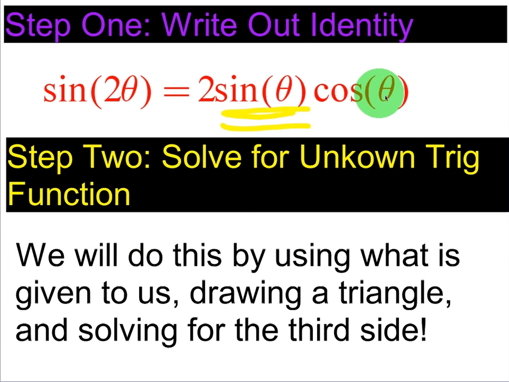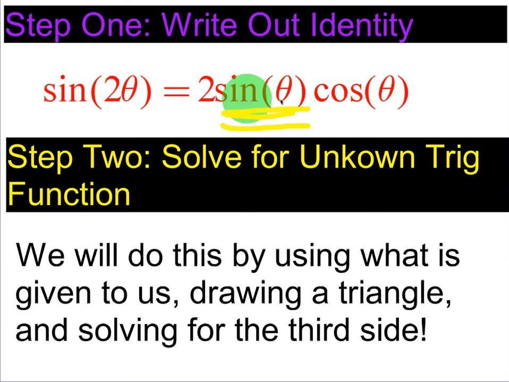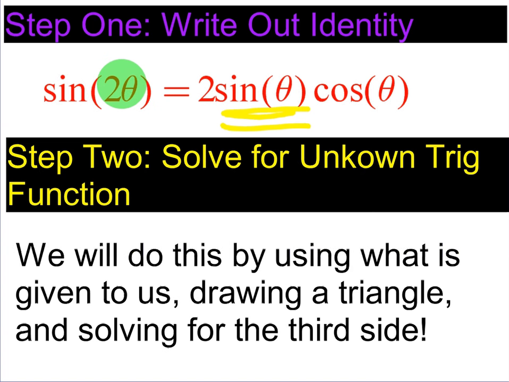We already know what cosine of theta is, because it was given to us here. We just don't know what sine of theta is. If we know both of those, we can plug them into the formula, multiply by 2, and that will give us sine of 2 theta, which is what the question is asking. So let's read this together.